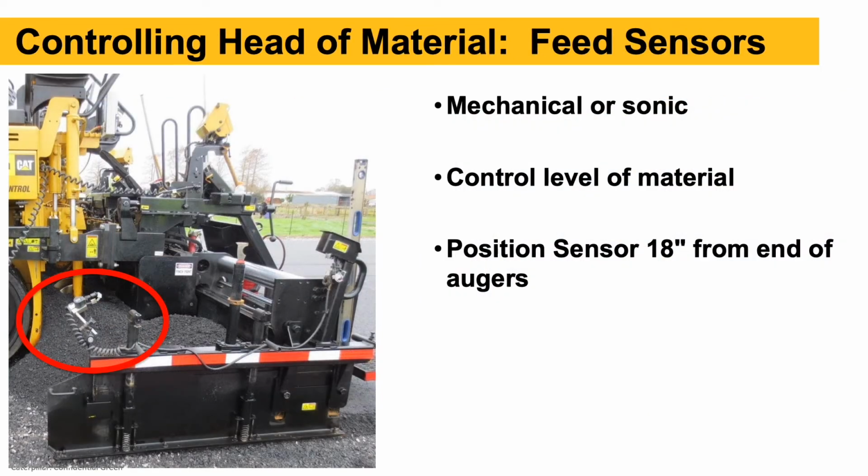As far as feed sensors for controlling head of material, in this picture and circled you can see the sonic feed sensor. That's sending a sound wave measuring the distance from the feed sensor to the mix. So we can adjust that feed sensor on the Screed control panel to control the amount of mix that we have back there. Ideally, we want that sensor about 18 inches from the end of the auger shaft and also 18 inches from the mix that we're taking a reading off of.